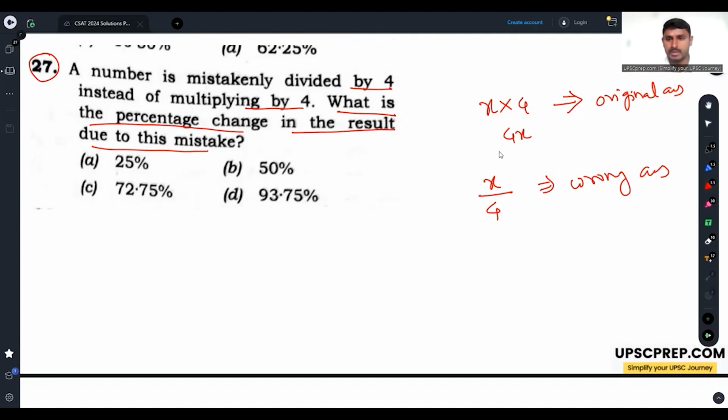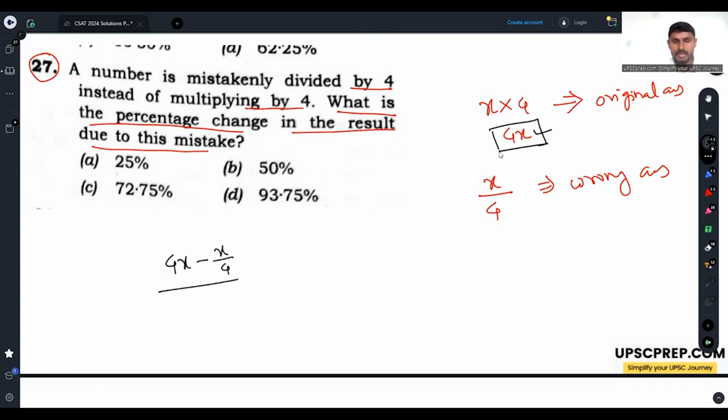Okay. See now, अभी यहाँ पे original is this 4x. Okay. So we will find out the percentage with respect to 4x only. So let's say what will be the difference of 4x minus x by 4. Right. अभी यहाँ पे डिनोमिनेटर में क्या आएगा? It will be 4x itself, right, because we will have to find out percentage change with respect to original answer. तो original answer कितना है आपका? 4x है. Right.